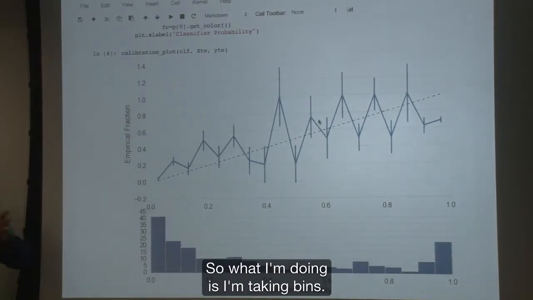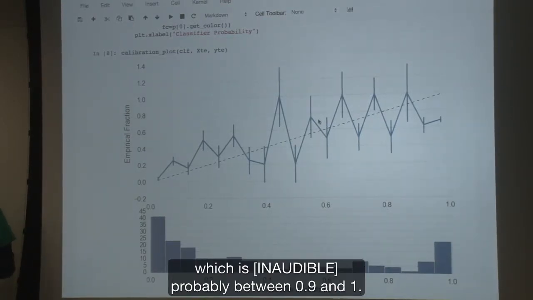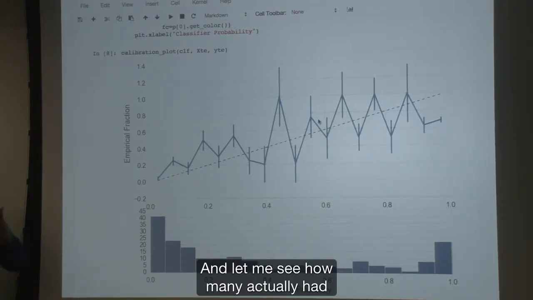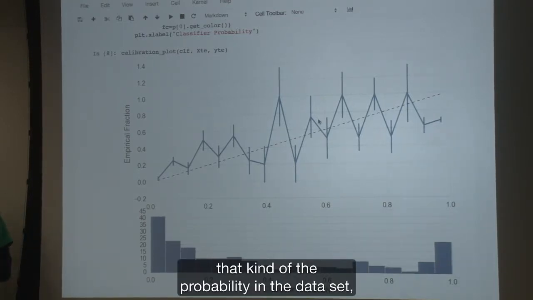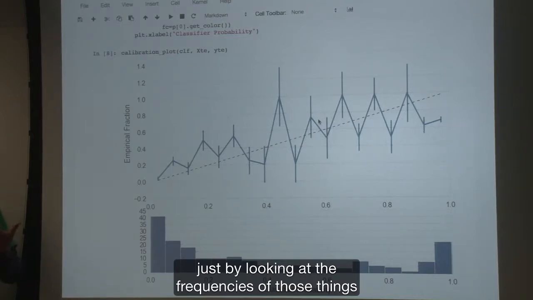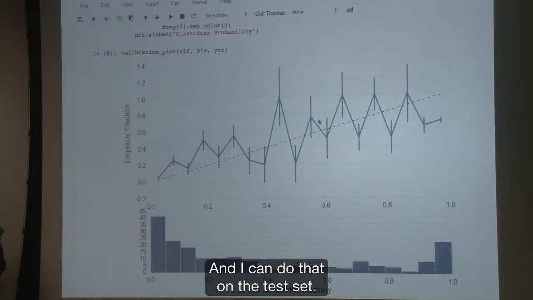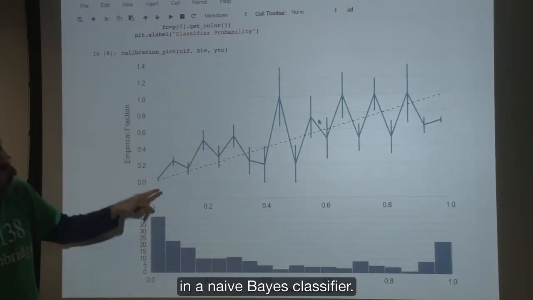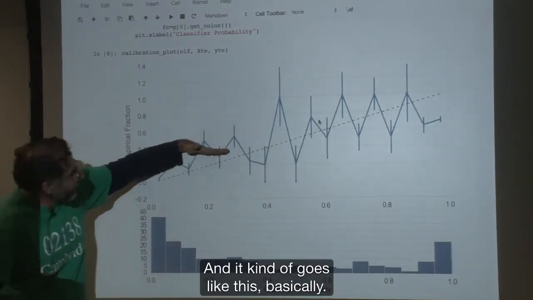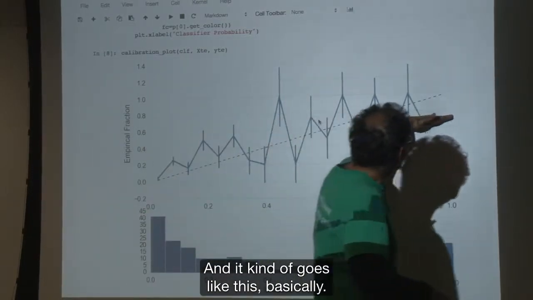So what I'm doing is I'm taking bins. I'm saying let me take everything which is of probability between 0.9 and 1, and let me see how many actually had that kind of probability in the data set, just by looking at the frequencies of those things in the actual data set. So I can do that on the training set, and I can do that on the test set, and you'll always get this kind of structure in a naive Bayes classifier. This is the 45-degree line, and it kind of goes like this, basically.